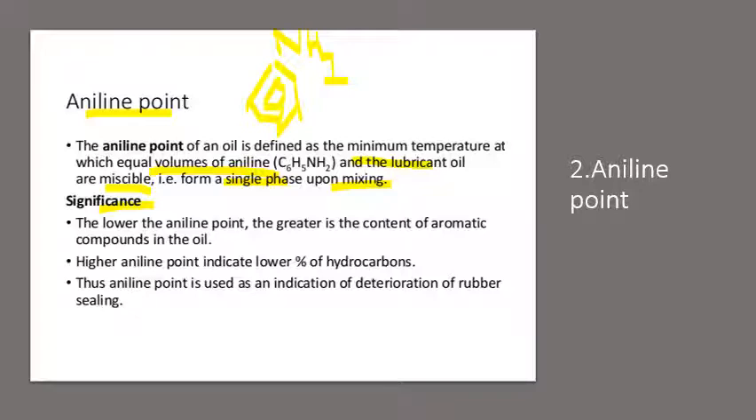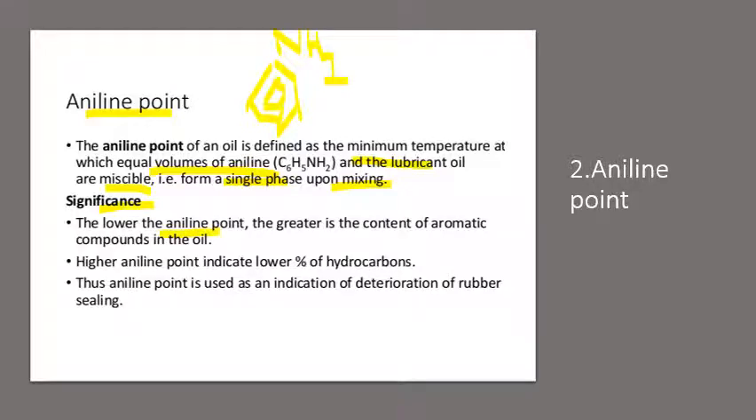The aromatic content has the tendency to dissolve the rubber used in the machines. So it is very necessary to determine the aromatic content in the lubricating oil before using it in the machine. Otherwise, if the percentage of aromatic content is higher in the lubricant, it dissolves the natural rubber, reacts with the rubber, and deteriorates the property of the lubricant used in the machine. So it is very necessary to determine the aniline point.